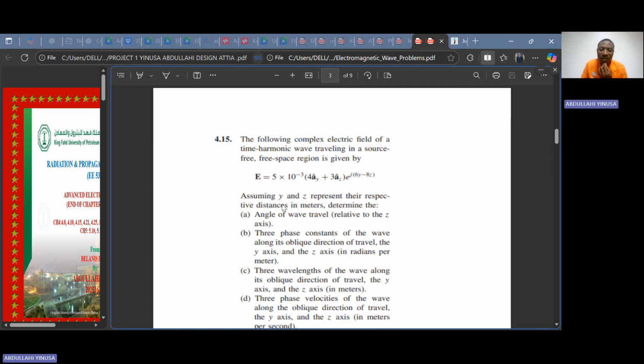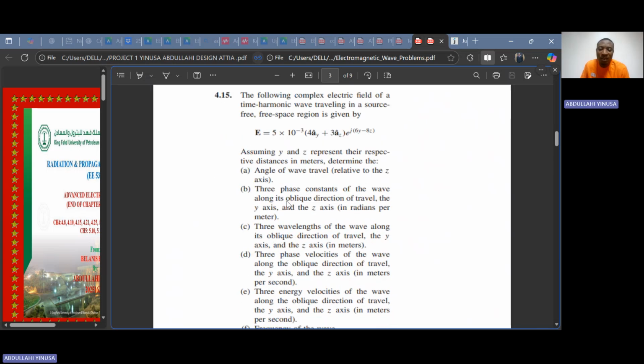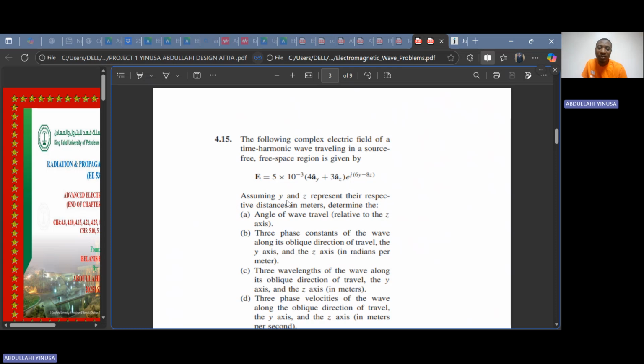If there is any question, you can send an email to me. Now 4.15, where they give us the electric field to be this. From this, which type of propagation is this? We can understand from this that it is not a normal incidence, but an oblique incidence, because the wave travels in the y direction, and at the same time in the z direction.